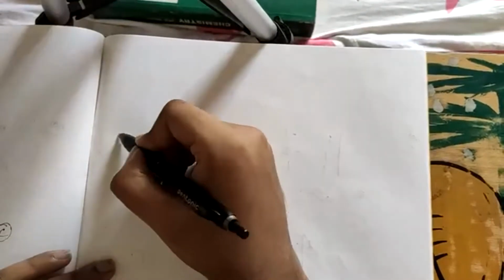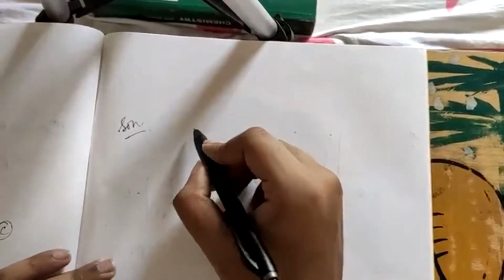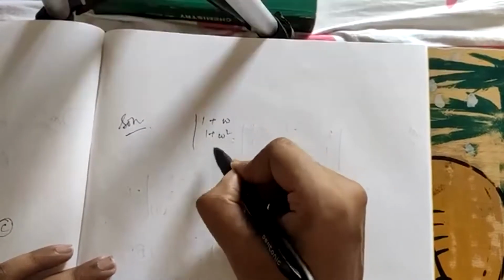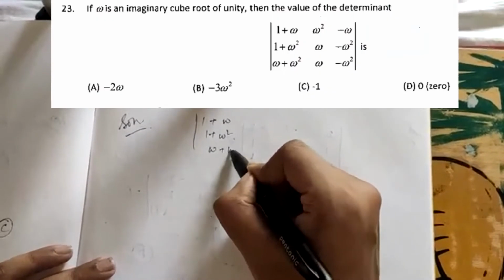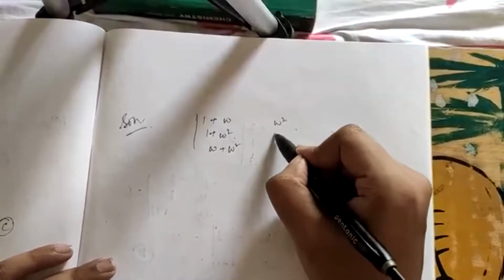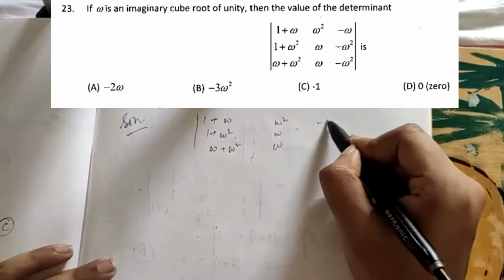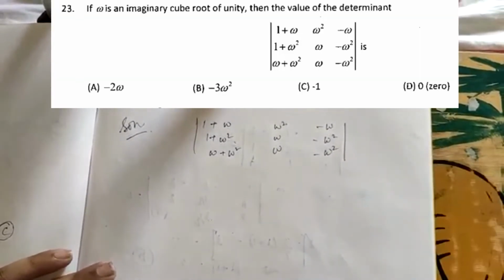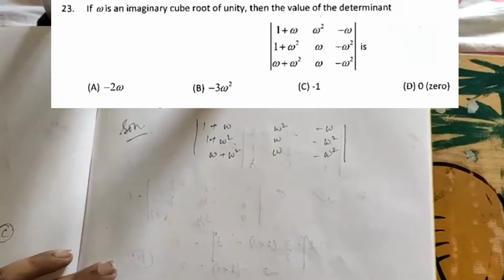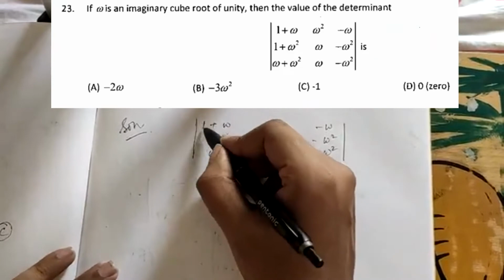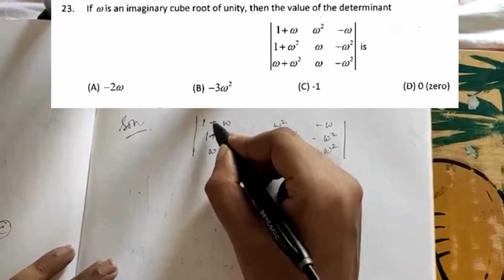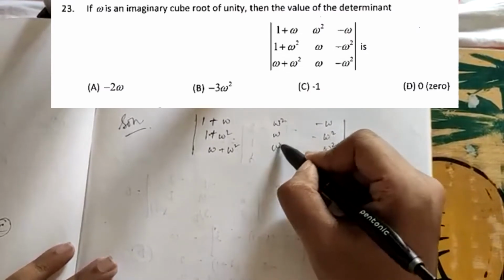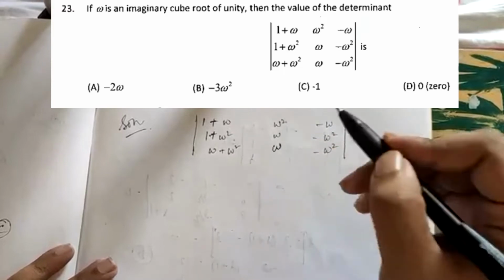In the next question, question number 23, it is saying that the determinant with rows 1 plus ω, 1 plus ω square, ω plus ω square; 1, ω square, ω; and minus ω square, minus ω square. Have I copied it correctly? Don't try to misread the questions. Read the questions very properly in your actual exam, otherwise it can give you very much discomfort.